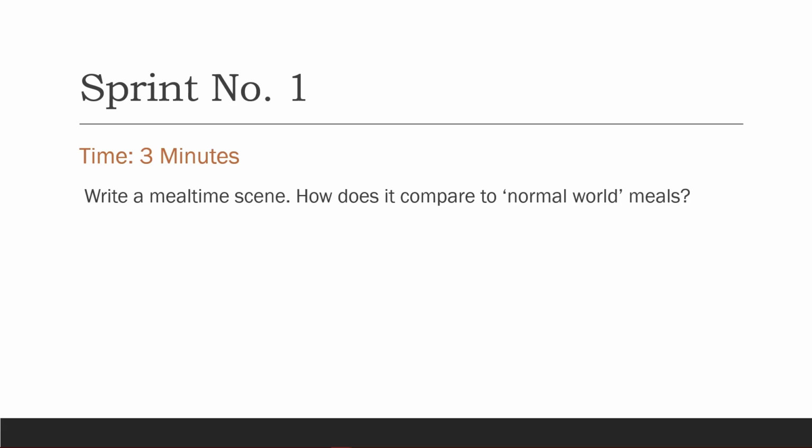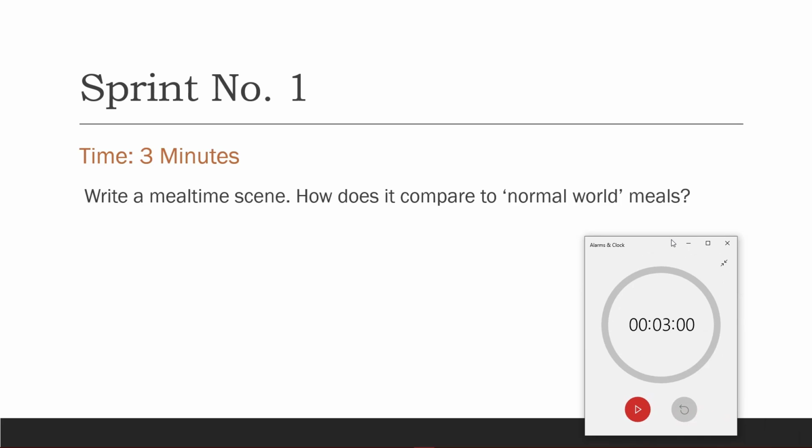And our first sprint is going to be a 3-minute sprint. And I just want you to write a scene where your character is at a meal or it is mealtime. This will give some idea for how your character's general day-to-day activities differ from the normal world. So we're going to contrast a normal world meal with a mealtime scene in their new reality. So 3 minutes on the clock. Ready, set, and go.